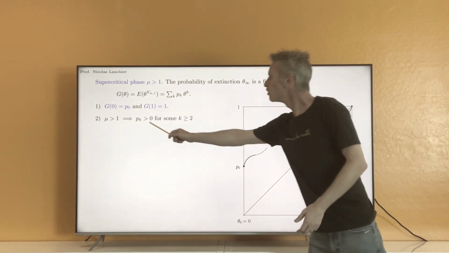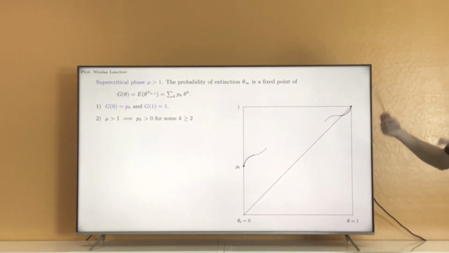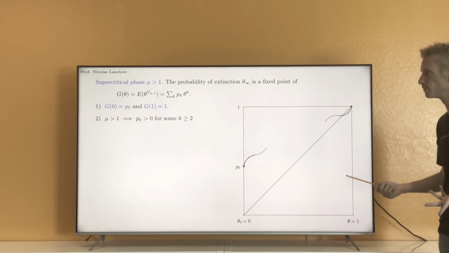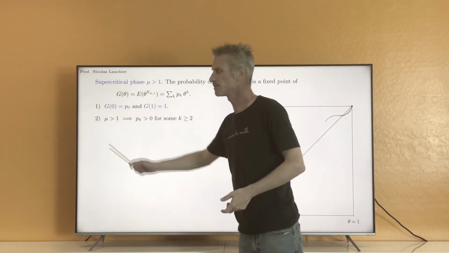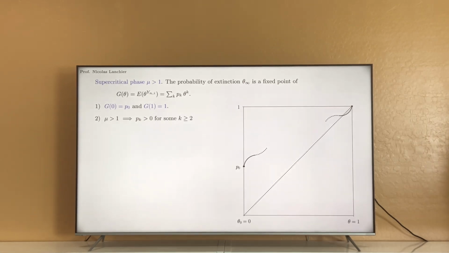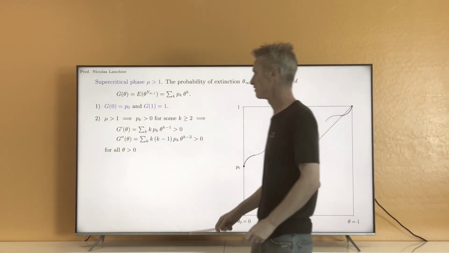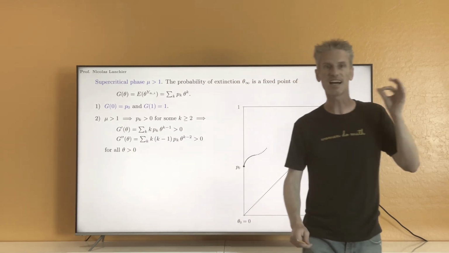So individuals must be able, with positive probability, to give birth to strictly more than one offspring. Okay? So we must have, again, pk strictly positive for some k larger than or equal to 2, because we are in this case. Now, using this property, we can deduce that the first and second derivative of the function are both strictly positive, as long as theta is strictly positive.